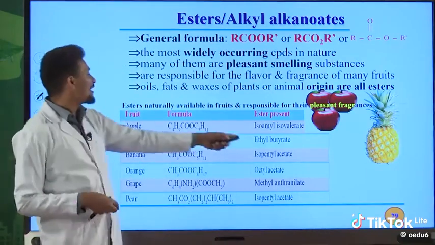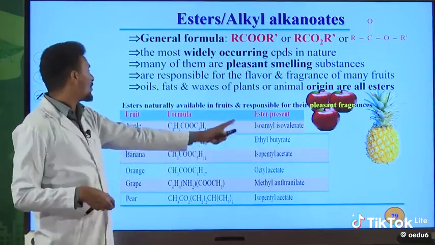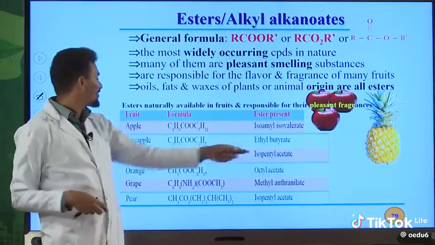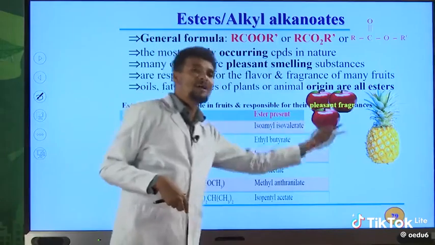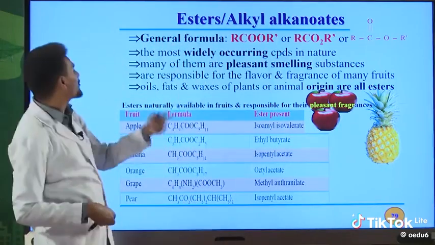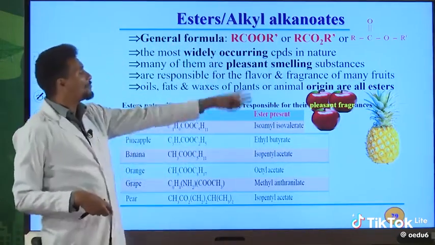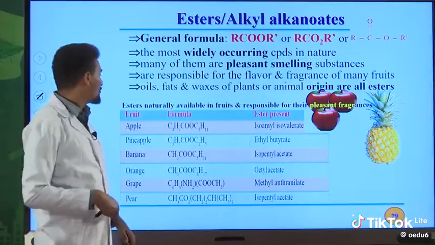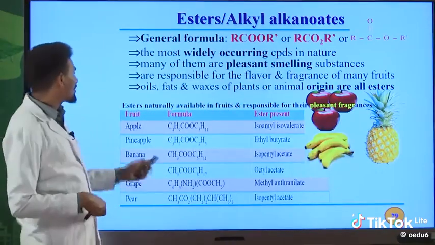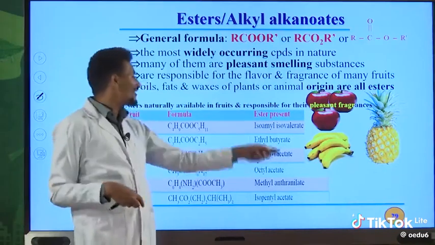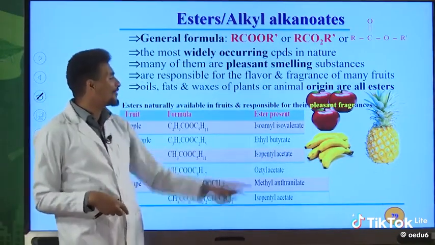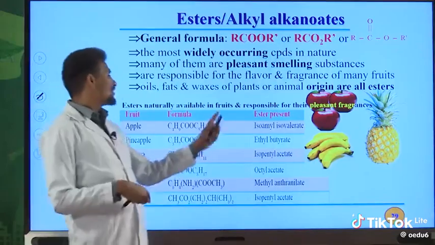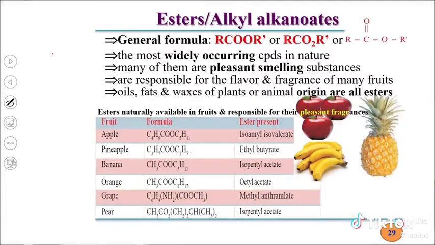The second one is ethyl butyrate. The formula for ethyl butyrate is this one. It is found in pineapple. So this is pineapple, and it is responsible for the pleasant fragrance of this pineapple. The third one, isopentyl acetate, is found in banana. This is the formula for isopentyl acetate. Therefore, this is responsible for the pleasant fragrance of banana.